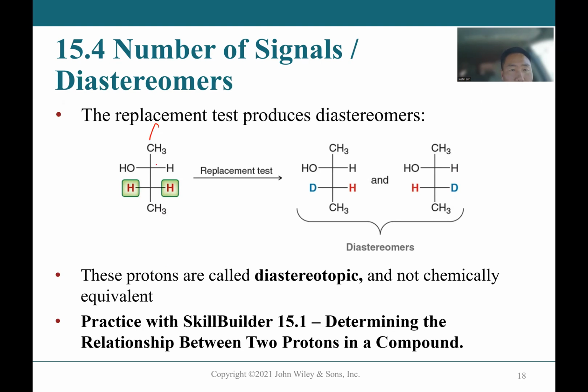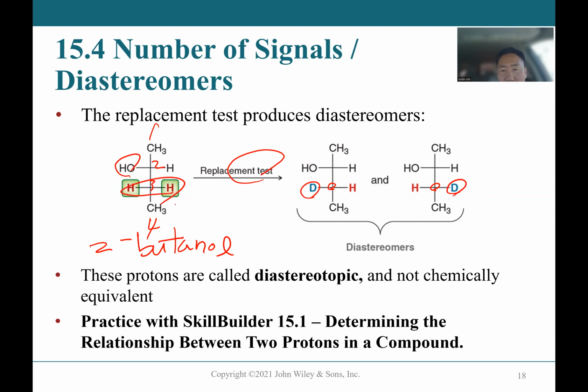So, 1, 2, 3, 4 carbons, with C2 bearing the alcohol. This one is 2-butanol. After the replacement test, you can see deuterium on this carbon on the left side, and you can see deuterium on this carbon on the right side. Those protons are diastereotopic protons.